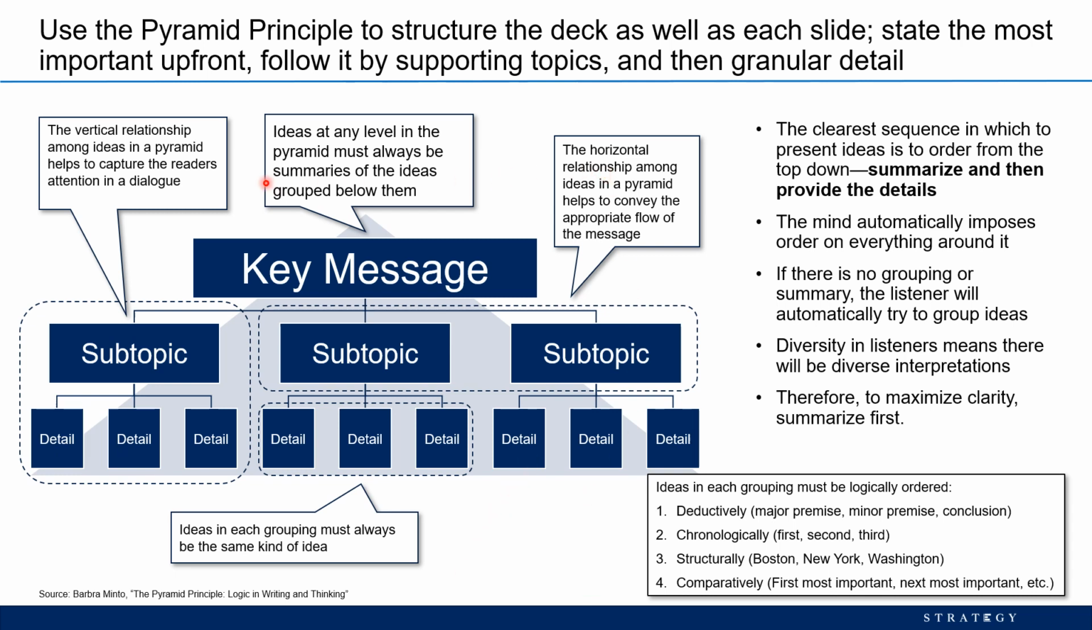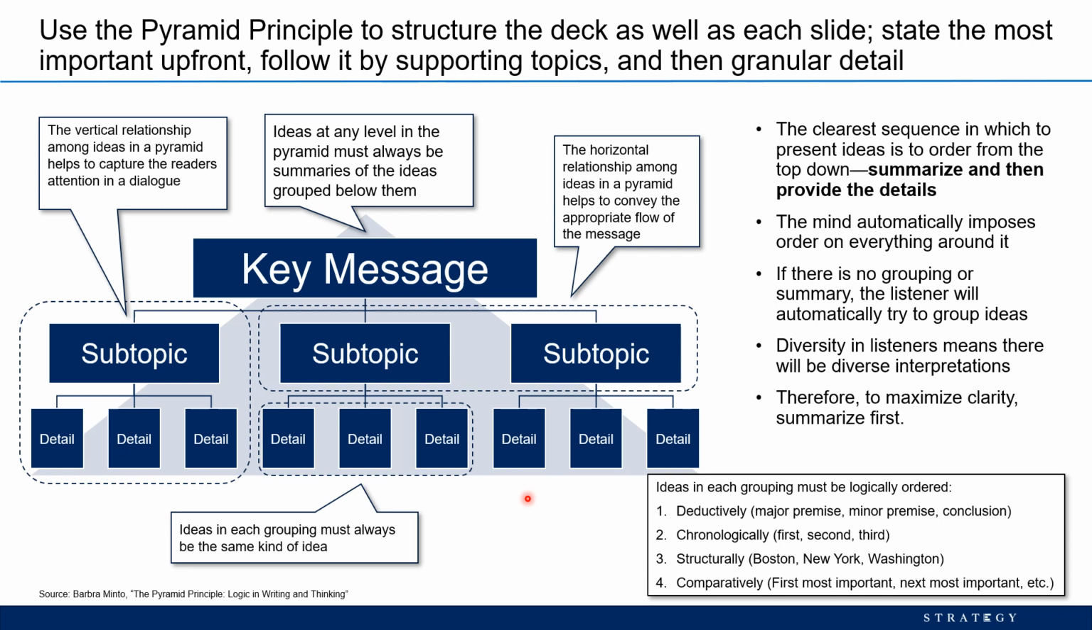Your key message, whatever you present, should be an entire summary of what is going to follow in the rest of your presentation. So this topic up here should be a summarization of these three subtopics. And this subtopic here should be a summarization of these details. In addition, these topics should all be in the same group with each other, as well as these details down here should also be in the same group. This is a very top-down approach.